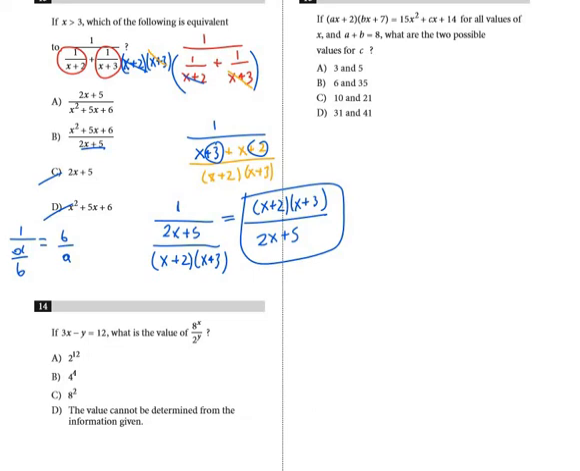We need to make sure that the numerator is the same. If we distribute this, we're going to obtain that. This is intuitively understood, but if you're not sure, you can just distribute very fast. x times x is x squared, x times 3 is 3x, 2 times x is 2x, and 2 times 3 is 6. So this is x squared plus 5x plus 6, which is exactly the same as here. So that is the answer.